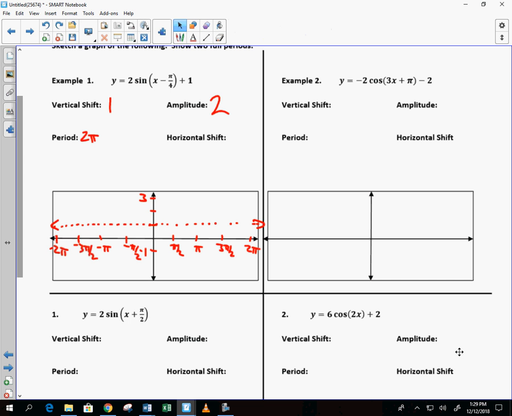Is there a horizontal shift? There is. And I'm going to wait to do the horizontal shift. I'm going to do the ghost graph first. Time to go with the ghost graph. It's sine. Where does it start? Max, min, or middle? Middle. Is it going to start by going up or down? Up. So I go up to 3.